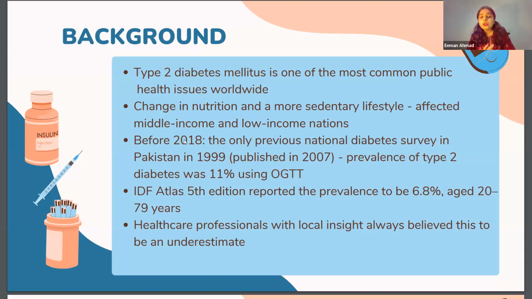And before 2018, there was only one national diabetes survey that was published in 2007, which was a long time ago, right? And they used the oral glucose tolerance test, whereas this survey is using HbA1c. They calculated the prevalence to be 11%, right? And the fifth edition of the IDF Atlas reported it to be 6.8%. However, healthcare professionals, doctors, clinicians do comment that these percentages are much lower than what they expected to be in reality, right? So they see a lot more patients than would be expected if the prevalence was actually 11% or 6.8%.